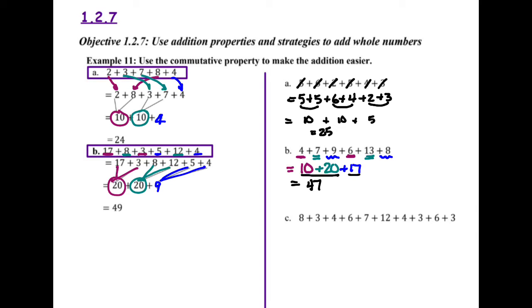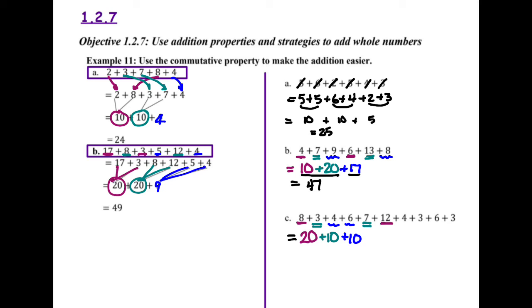This last one looks kind of crazy, but it's actually kind of fun if you ask me. I know, I'm weird. All right, so here we go. I'm going to put 8 with 12, and I get 20. Then let's do 3 with 7, because that's 10. Then how about 4 and 6, just right here next to each other?